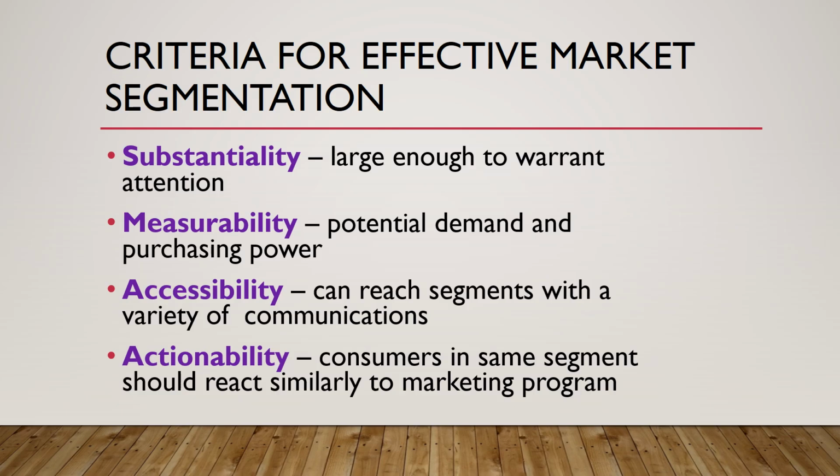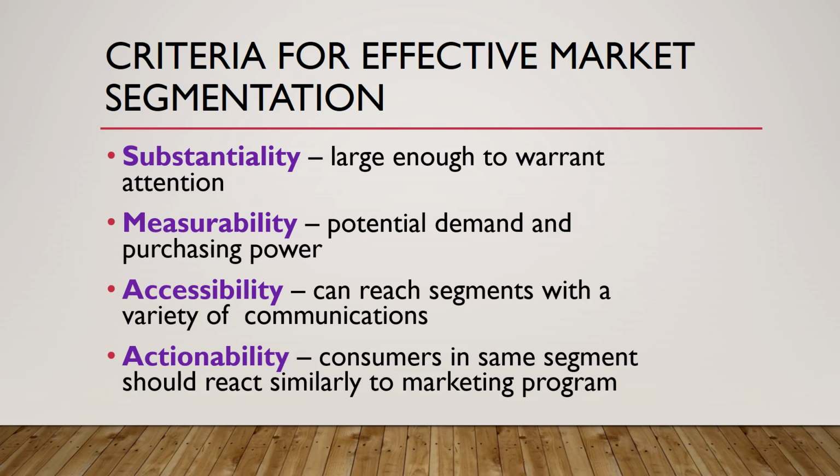The second is measurability. What is the potential demand and purchasing power of the people within that segment? Is it worth it for us to devote our resources to reaching them? Third is accessibility. Is it possible for us to even reach this particular segment with the variety of communication tools that we have available in the communications toolbox? There are segments that you can define very clearly and would be wonderful, but if you can't reach them, there's not much point. And finally, fourth, actionability.